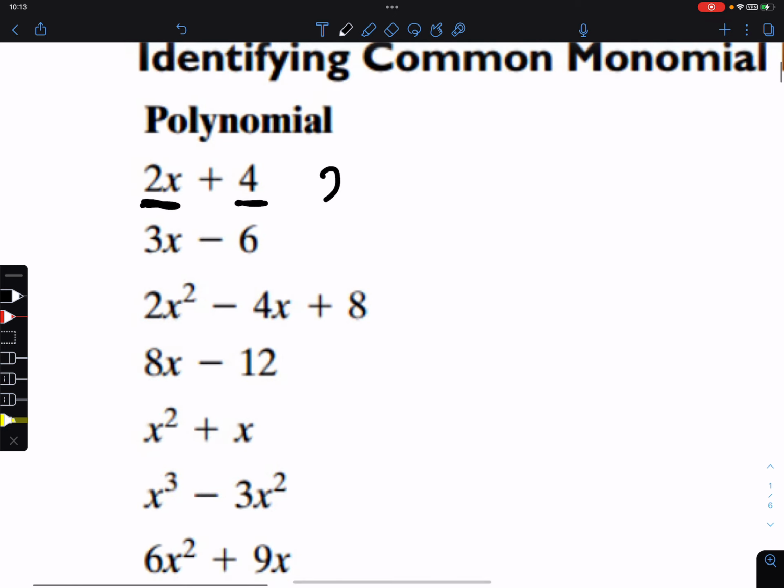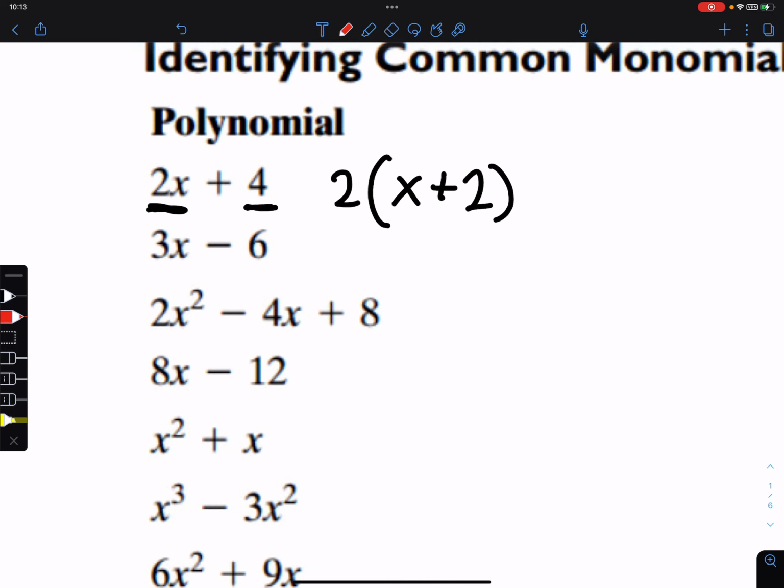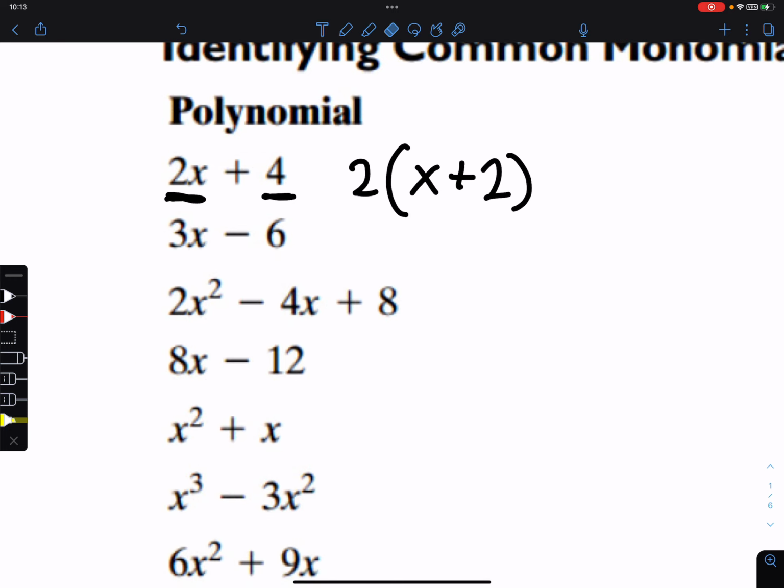And here we can factor out a 2, so this becomes x plus 2. Now, how did that work? Well, when we factor out a 2, we have to be able to know that this 4 and this 2x has a 2 multiplying by both of them. You can also verify if your factoring works if you distribute this back in, you should get this, okay? Now let's keep on going.